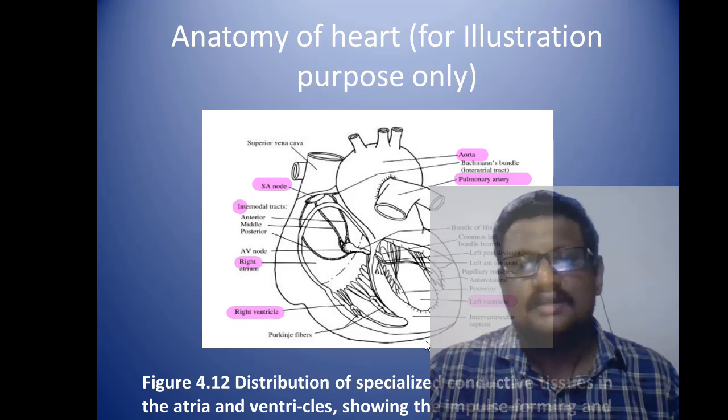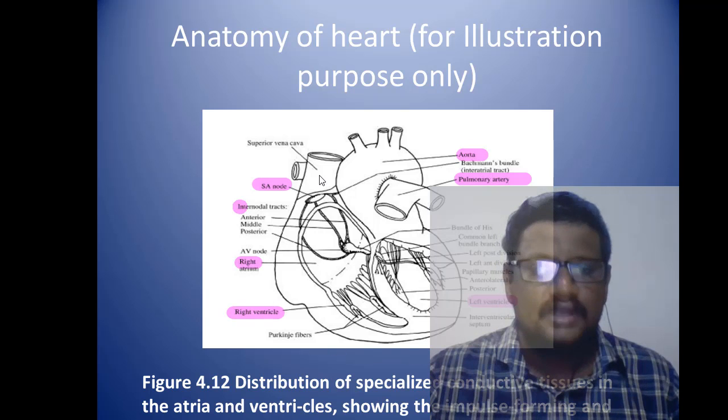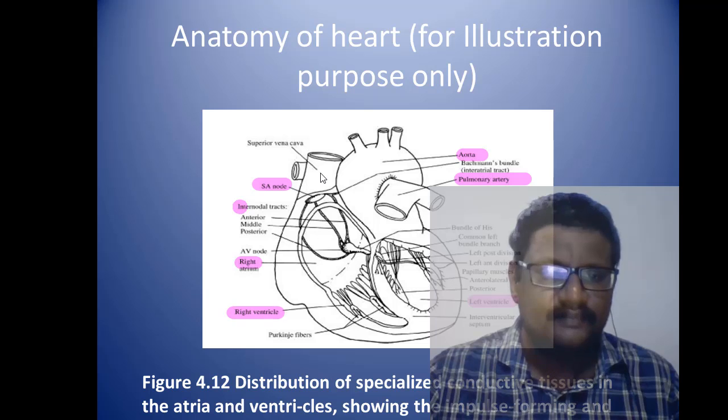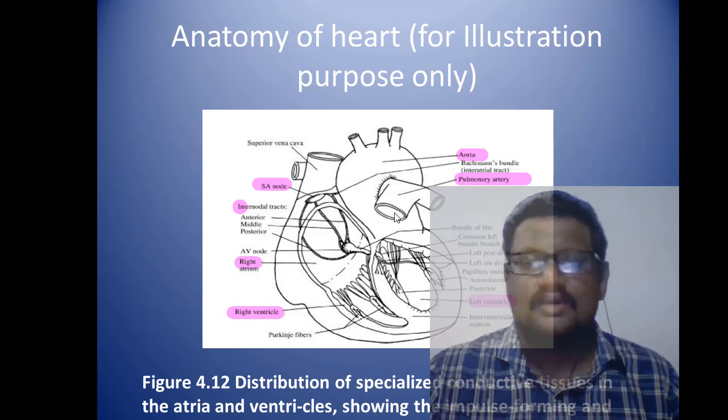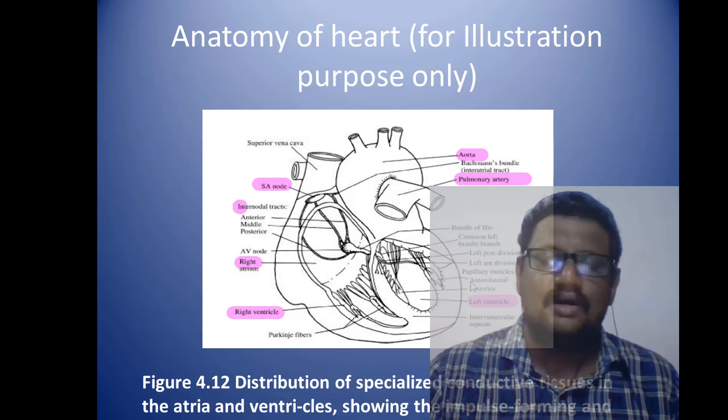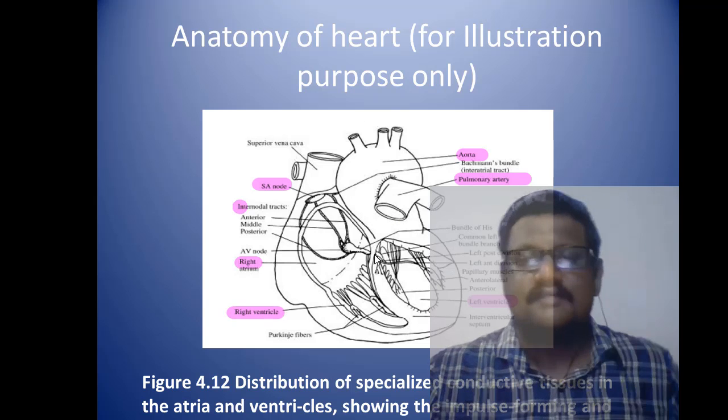Let us have a look at the other organs of the heart also. There is something called as a superior vena cava and right ventricle we told already. Pulmonary artery is one of the blood vessels. Likewise the organs, the different parts you can infer from the heart.